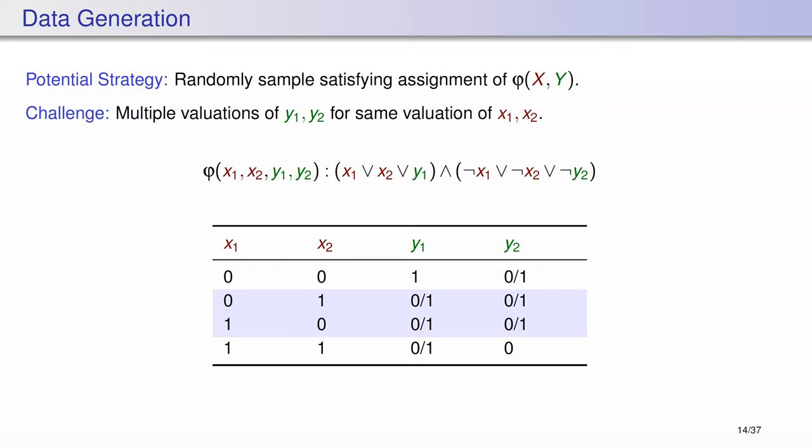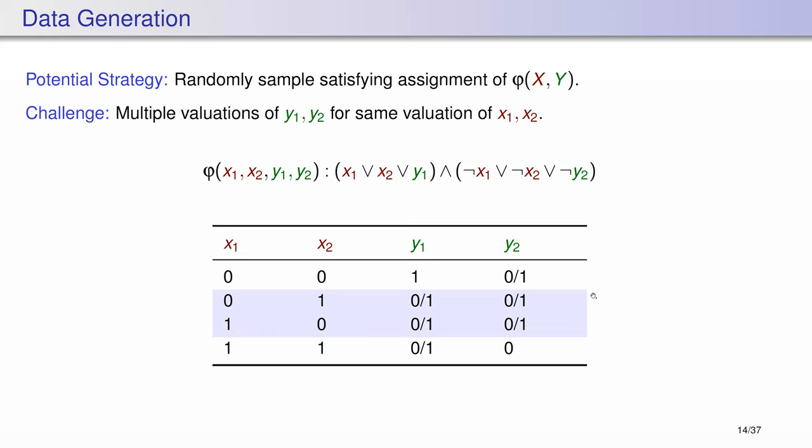All right, so let me showcase why the classical wisdom no longer works in this setting. Here is a specification, the one we saw earlier: x1 or x2 or y1, and also not x1 or not x2 or not y2. So let me write the truth table for it.